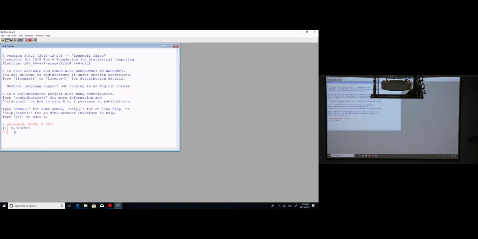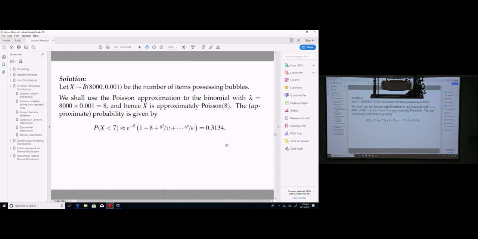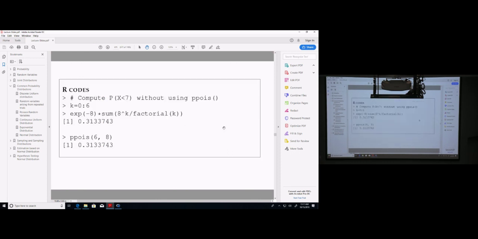Okay, so this is the answer, 0.3132521. It's a nice number. Okay, 0.3132. So it is accurate up to the third decimal place. So this is a fairly reasonable calculation.